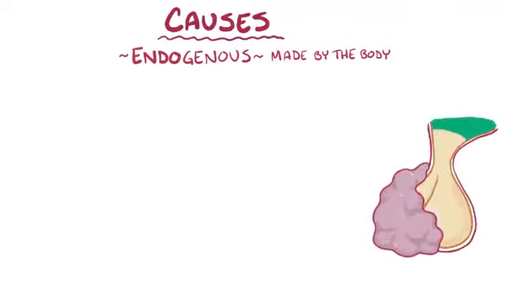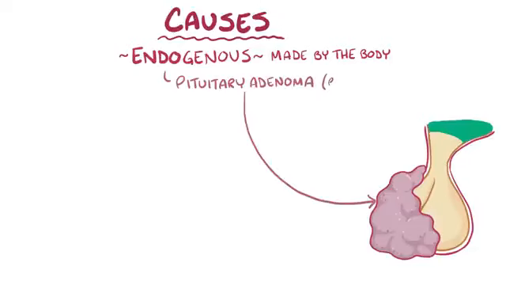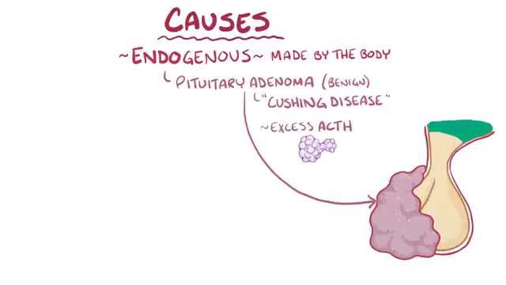The leading cause of that is a pituitary adenoma, which is a benign tumor of the pituitary gland, and this specific condition is called Cushing disease. The exact reason for the development of this sort of benign tumor isn't known, but unlike a malignant tumor, the cells don't invade neighboring tissues or spread to other parts of the body. Instead, the pituitary adenoma simply grows in size and secretes too much ACTH.